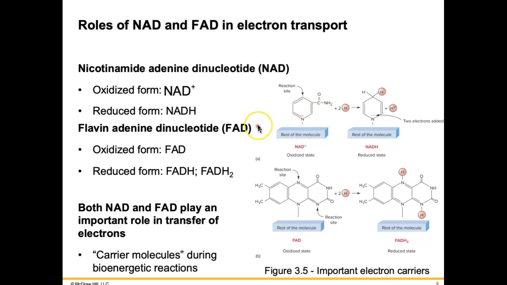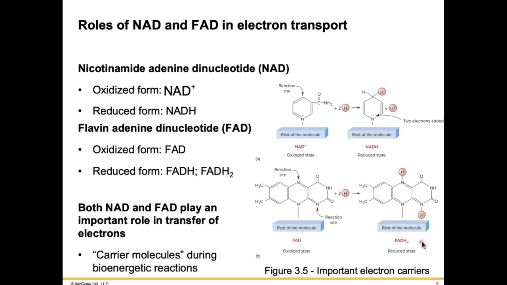The other molecule we have is flavin adenine dinucleotide, or FAD. This is derived from riboflavin, which is vitamin B2. The oxidized form is FAD, pictured over here, and the reaction site is right in the middle. Here we are going to add two hydrogens. One will attach to this nitrogen atom, and one will attach to this other nitrogen atom. I forgot to mention that in the previous picture. This creates FADH2, which is the reduced form.